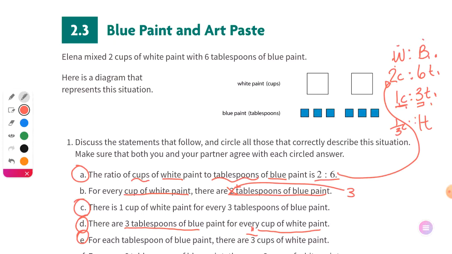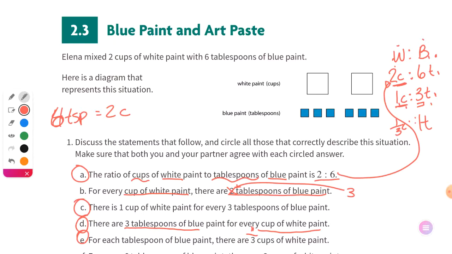Ethan, read me F because I can't scroll down. For every 6 tablespoons of blue paint, there are 2 cups of white paint. So 4 tablespoons, 2 cups. Nope, because if it's 2 cups, what would the tablespoons have to be for every 6? It would have to be 6. So fix it to make it say 6. 6 is on here. Oh, wait, he didn't say 4? He said for every 6 tablespoons of blue paint, there are 2 cups of white paint. Okay, so F is correct. Yeah, because for every 6, they just flipped it. I thought you said 4.